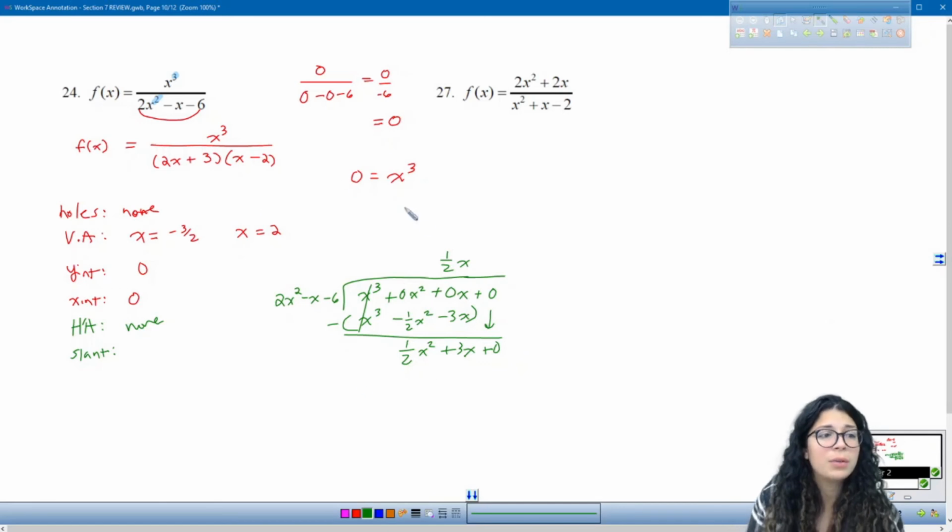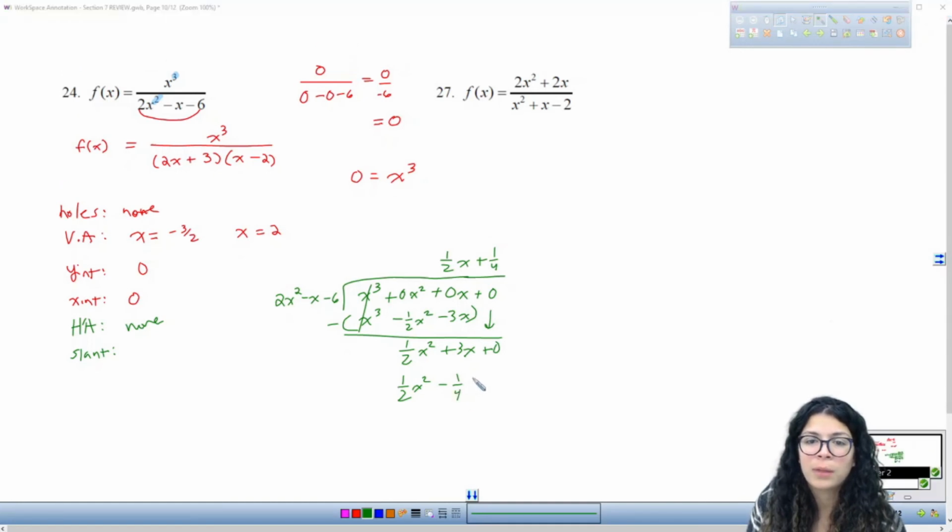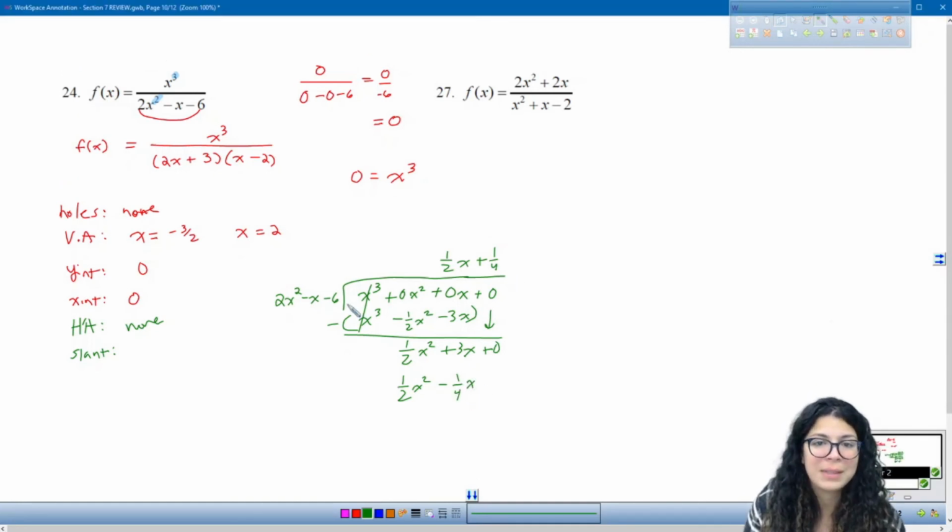Then we want to go ahead and do this again, right? What times 2 would get me 1/2, right? Or 1/2 divided by 2, which would be 1/4. So 1/4 times 2 will be that 1/2 x squared that I'm looking for. 1/4 times negative x will be negative 1/4 x. 1/4 times negative 6 will be negative 6 over 4.